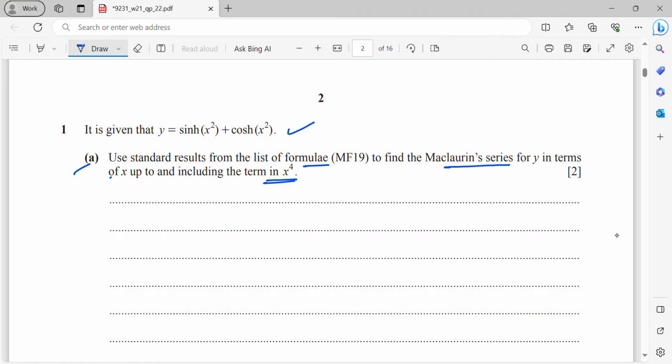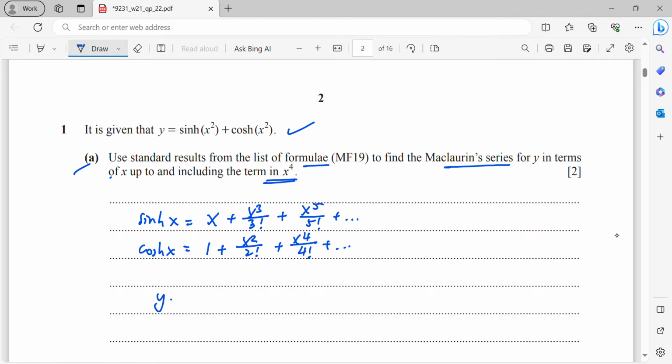Okay, so from the formula list, the Maclaurin series for sin x equals x plus x cubed over 3 factorial plus x to the power 5 over 5 factorial and so on. And the same goes for cos x. In the formula list, the Maclaurin series equals 1 plus x squared over 2 factorial plus x to the power 4 over 4 factorial. So these are the Maclaurin series for sin x and cos x.